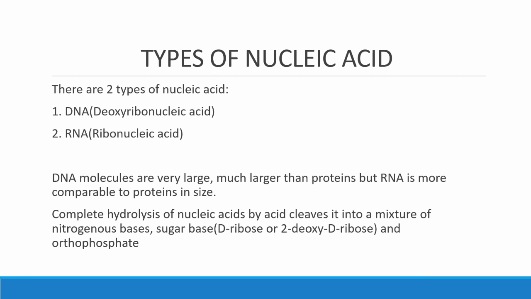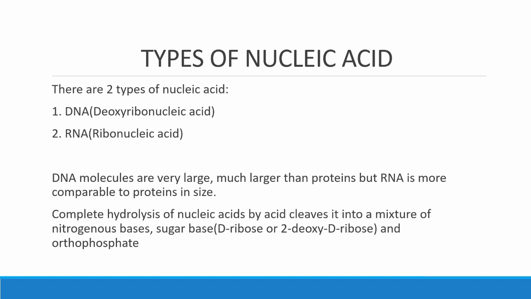There are two nucleic acids we have in an organism: the DNA and the RNA. The DNA is the deoxyribonucleic acid, and the RNA is the ribonucleic acid. DNA can be found in the nucleus, in the cytoplasm, and also in the mitochondria. We have three types of RNA: messenger RNA, transfer RNA, and ribosomal RNA.